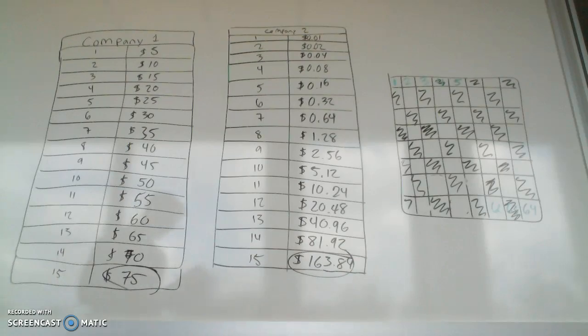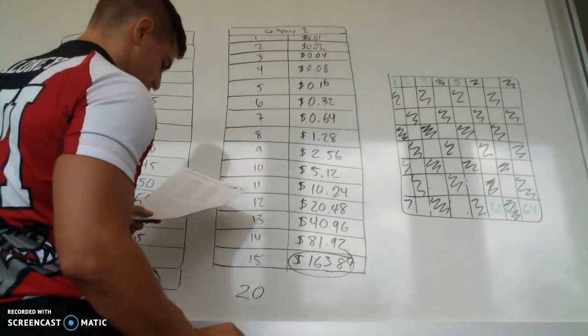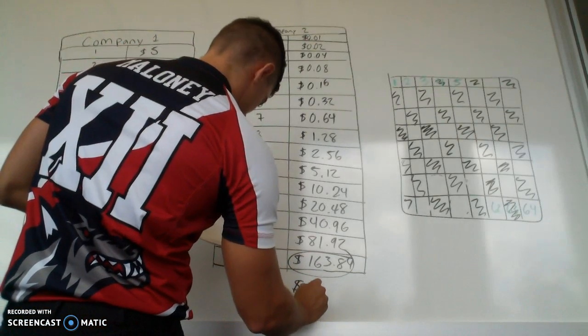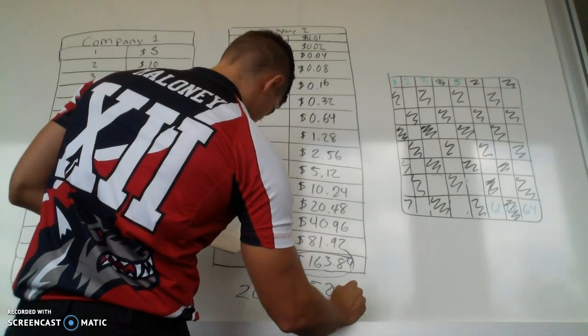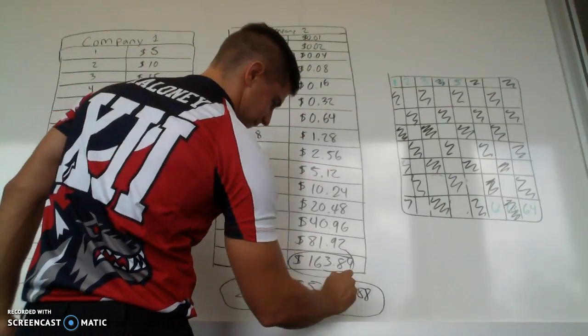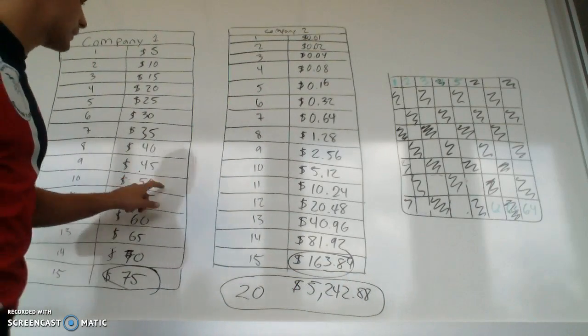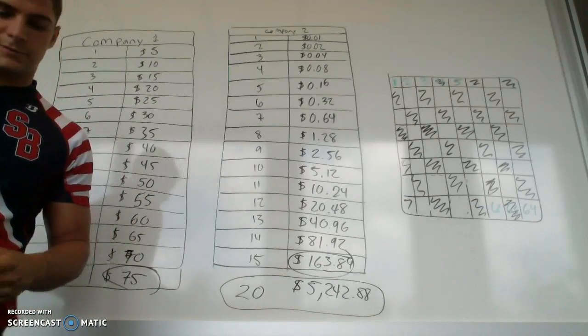If we had to figure out how much the penalty would be by day 20, if you did that on your own, as you saw on the worksheet, you would end up with already paying $5,242.88 for 20 days late. I don't know about you, but company 1 is sounding pretty good if I'm going to expect to be late on my payments.